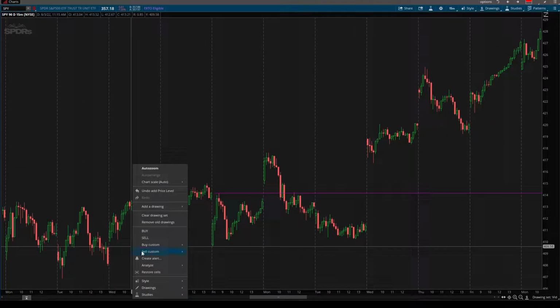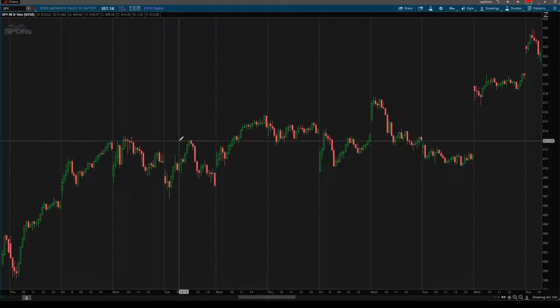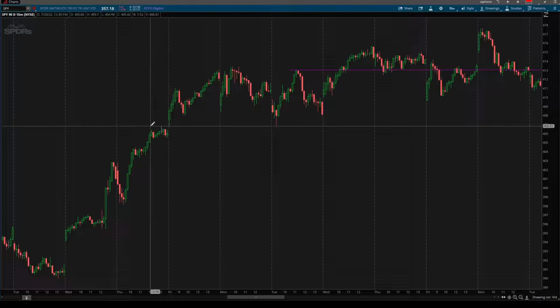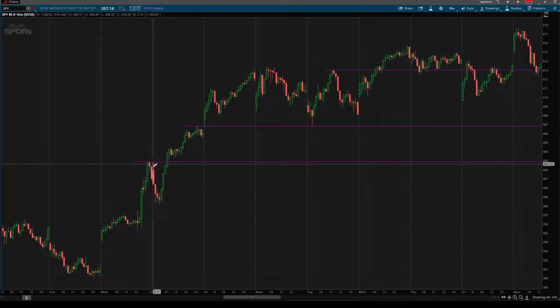Here is another one. Sorry, guys, if it's going slow, but here's another one. You break it, you retest it, you go. Here's another one. Obviously, in the morning, you already broke it, you retest it, you go. This one, you close above it.